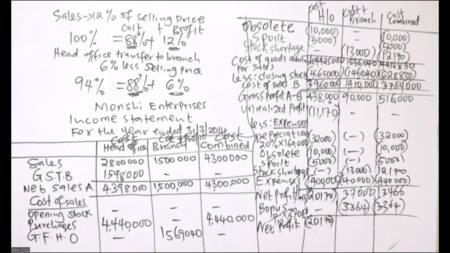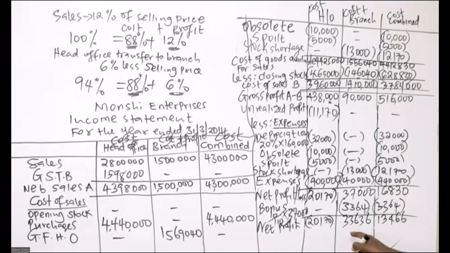Mwalimu, that amount of 13,466, is it correct? Let me confirm. It's correct. That is fine. It's not 16,830. So remember that this one, even this one is deducted, the 12. This one is 16,830. So minus 3,364, this is 13,466. 37,000 minus 3,364 is 33,636.